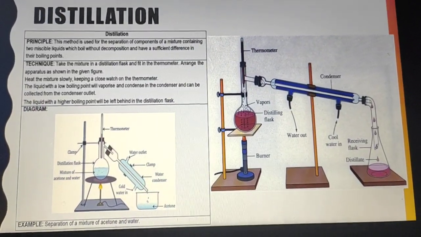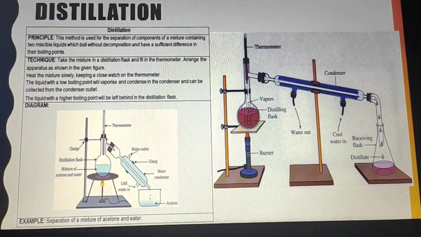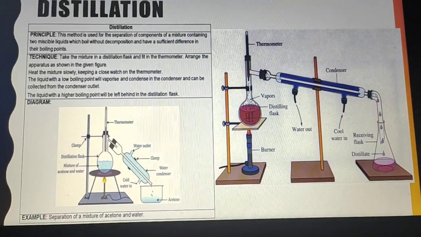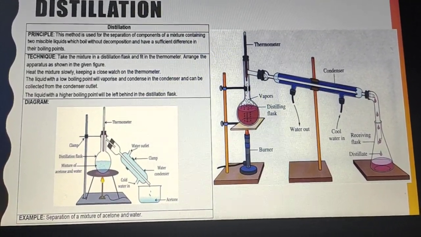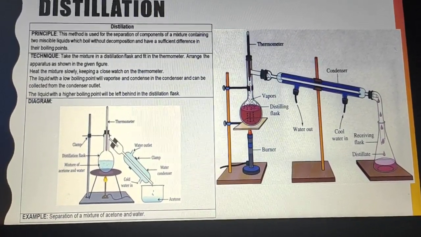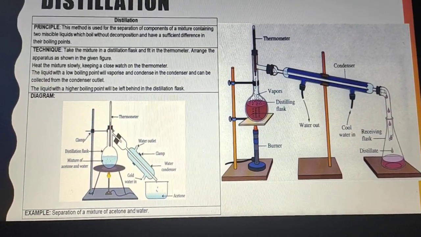Next is the distillation process. This is one of the important processes. This method is used for the separation of components of a mixture containing two miscible liquids. Miscible liquids means the two liquids dissolve in each other without decomposition and have a sufficient difference in their boiling points.